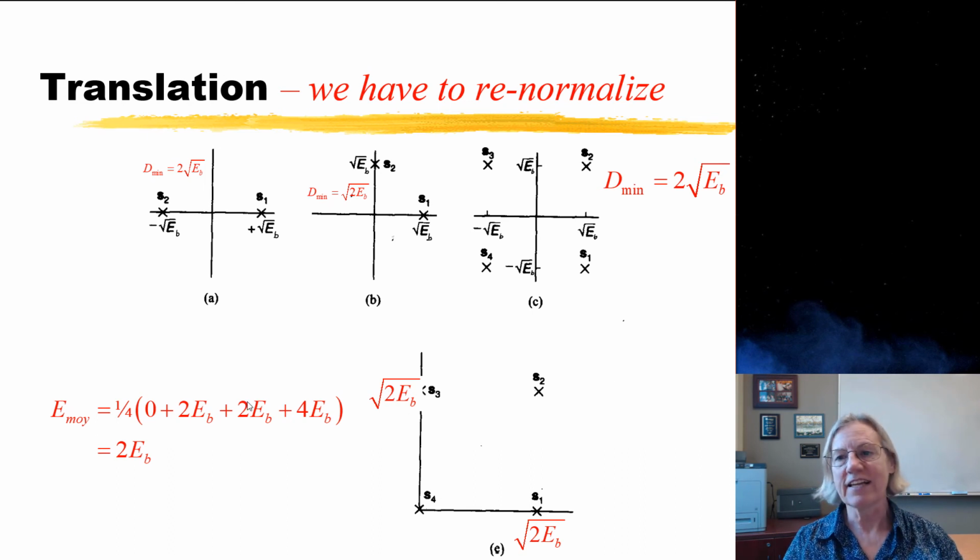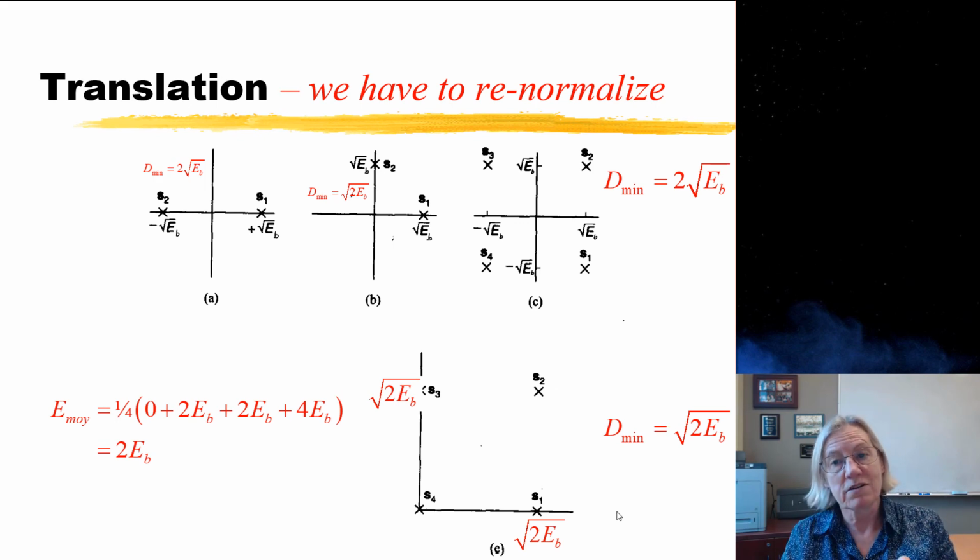And now at least we have the correct normalization for signal space. Now I can calculate what is the D min. And when I calculate the D min here, it's the square root of 2EB. So compare these two. Here is BPSK, here is QPSK, and they have the same minimum distance. But here, this shifted translated one, now I've made my performance worse because my D min has become smaller. So you can't see it. You have to normalize it in order to see it.